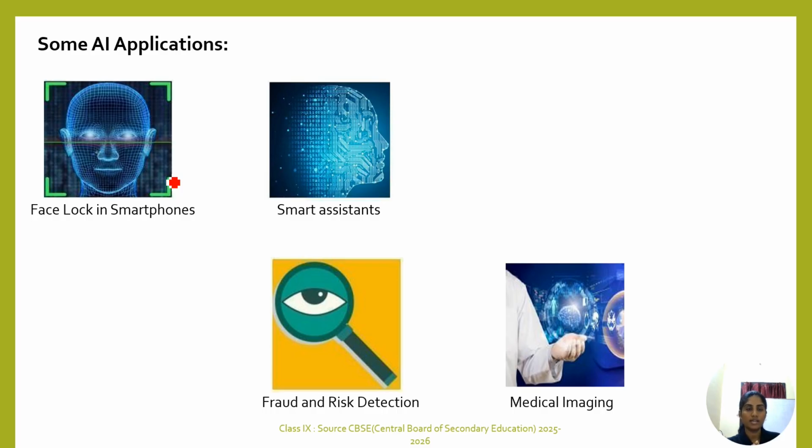Since I'm referring to the class 9 textbook, these are a few examples mentioned in the textbook. If you refer to the textbook, you will see it is exactly the same, right? In my future videos, I will try to come up with new solutions, but as of now I'm sticking to the syllabus. So mainly the first one is face lock in smartphones. We all have smartphones, right? Even a small child, like a 6-year-old, knows how to unlock a phone and use it, when we keep a pin or a password like that.